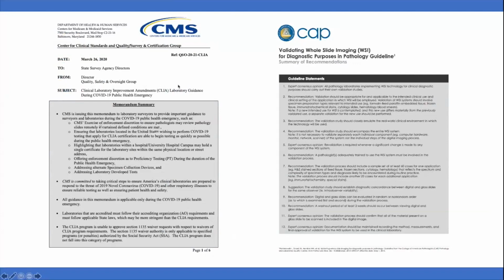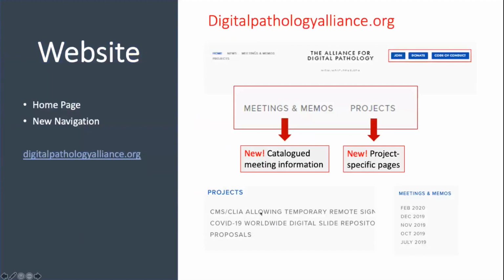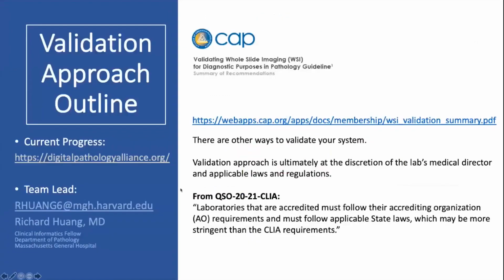And then more from a practical perspective, I want to give CAP credit for putting together a validation outline. Clearly, this will require local adoption, and we've started on that. And I wanted to point you for validation approaches to Richard Wang, who helps maintain our website. There's already a lot of content on there. So to just briefly go back under projects, you will find this temporary remote sign-out tab, and there's already a ton of information there. It points you also to the relevant guidance documents.